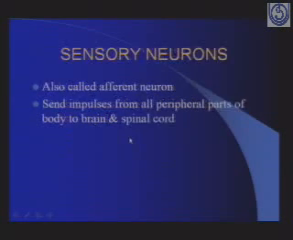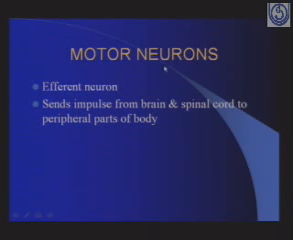The sensory neurons, otherwise known as afferent neurons, send impulses from all peripheral parts of the body to the brain and spinal cord. These are the cells which send impulses, either sensory or motor. These are motor neurons, otherwise known as efferent neurons. They send impulses from the brain and spinal cord to the peripheral parts of the body.